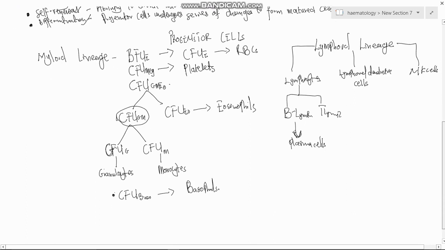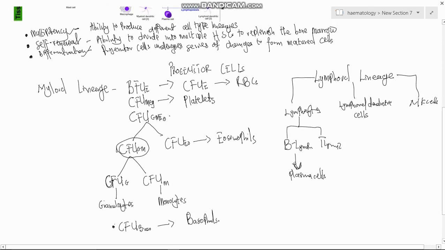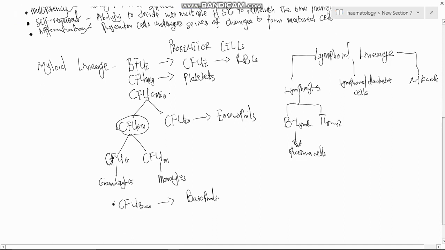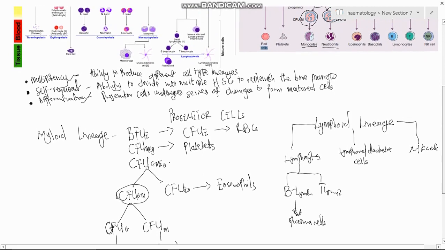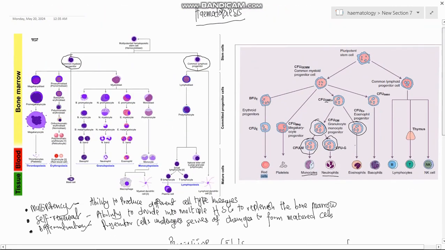Then when we come to the lymphoid lineage, the lymphocytes mature to form the B lymphocytes and the T lymphocytes. And then the B lymphocyte also produces the plasma cells. Then we have the lymphoid dendritic cells as well. Then we also have the natural killer cells. Okay, so that is it for hematopoiesis. Okay, so now all these processes are affected by what we call growth factors.